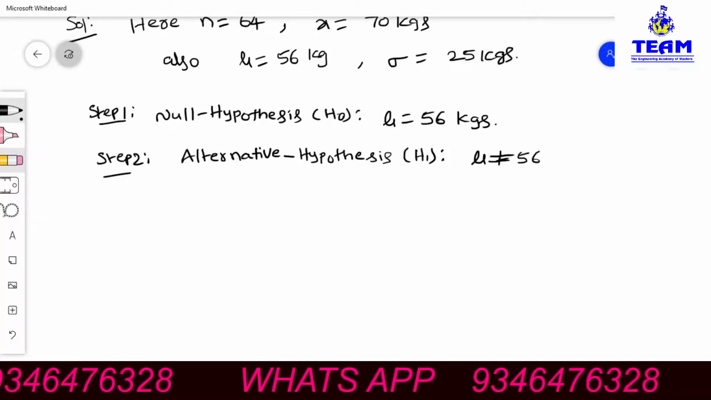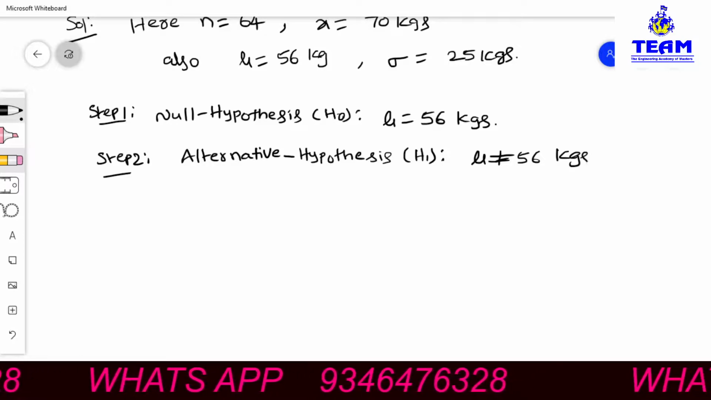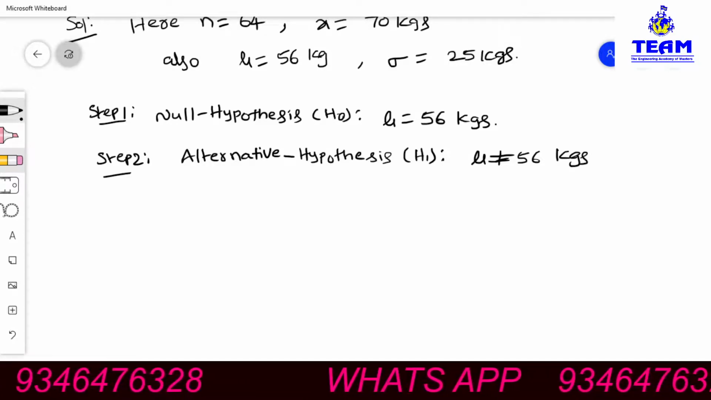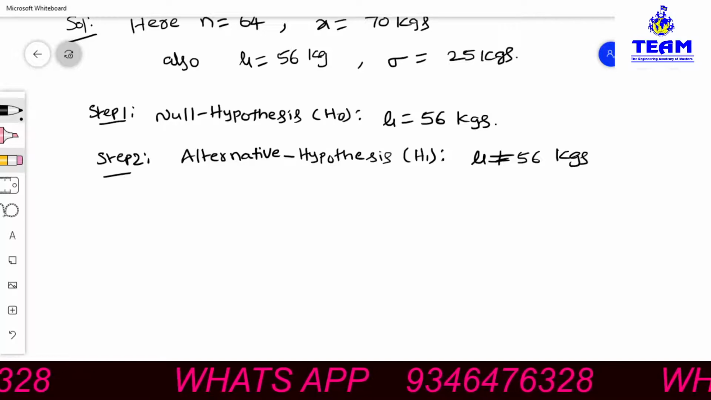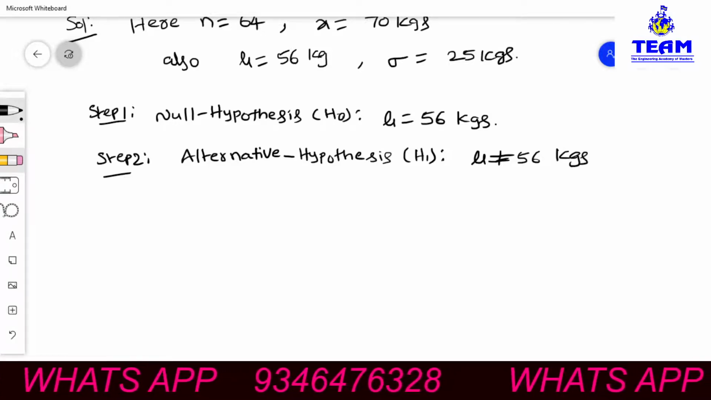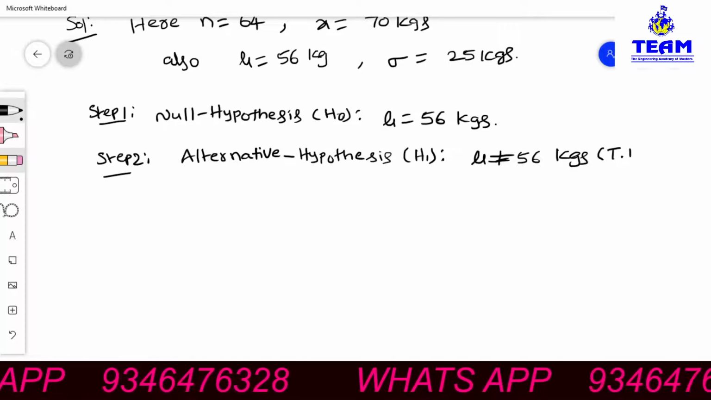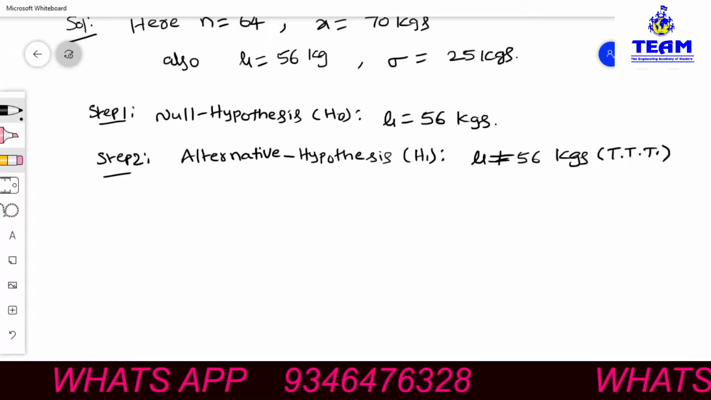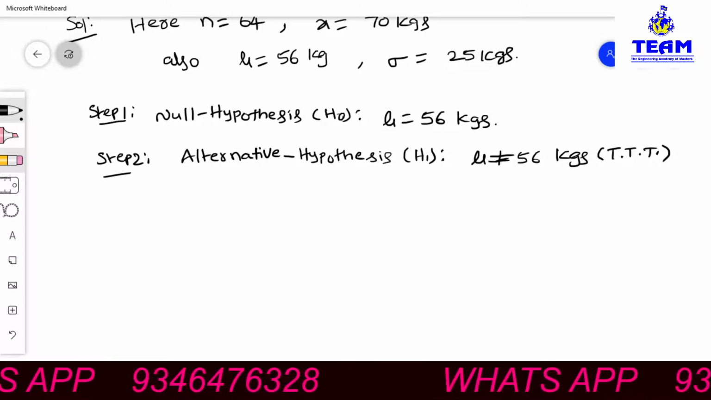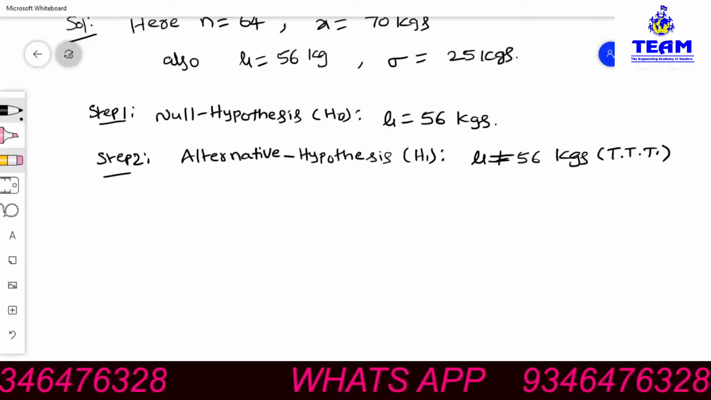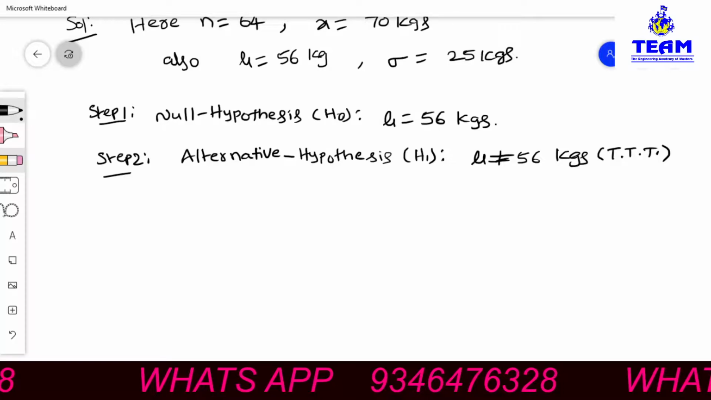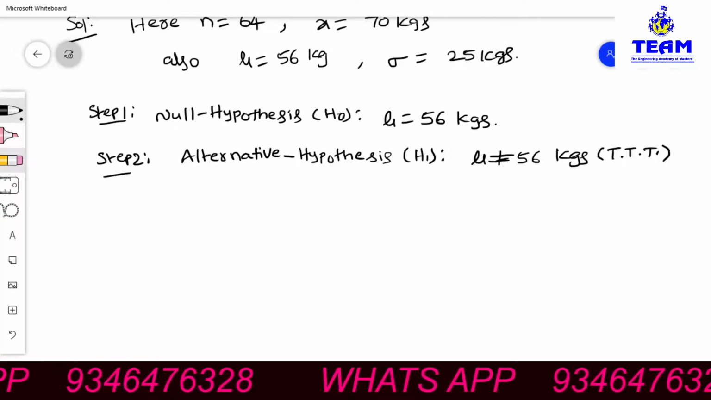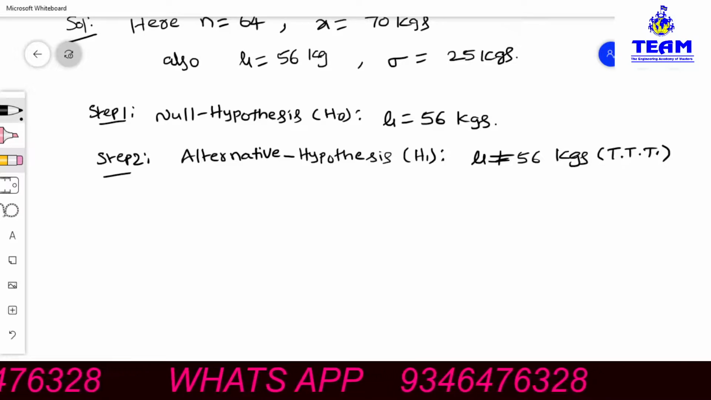In particular, when it is mentioned either less than or greater than, you take that; otherwise you take mu not equal to 56, which means it is a two-tailed test. Actually we know there are three types of test: one is the left tail test, another is the right tail test, and the last is the two-tailed test. When no particular direction, either less than or greater than, is mentioned, you should always choose a two-tailed test.